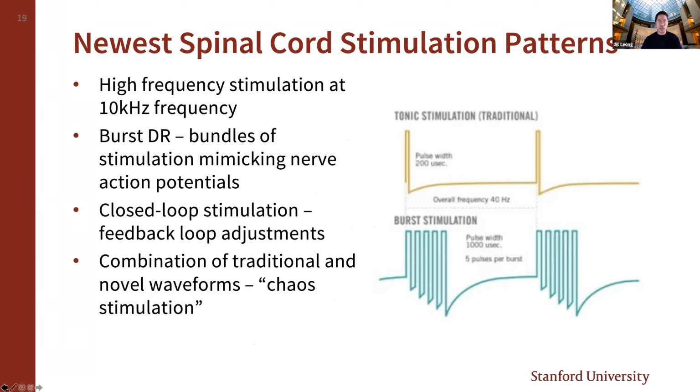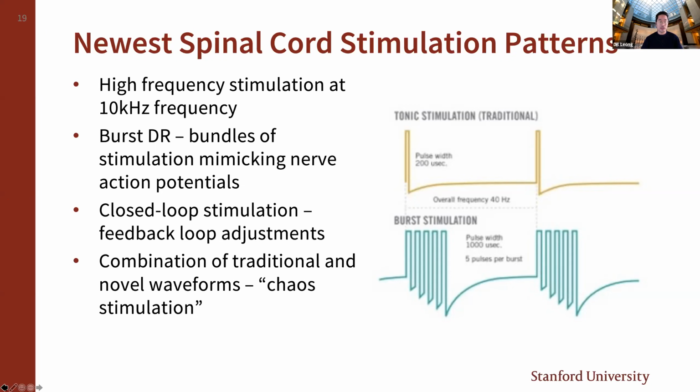What are some of the newest spinal cord stimulation patterns? Some of these are all about changing that signaling from the tapping, kind of tingly sensation to something you can't feel. So there's one that's a high frequency stimulation at 10,000 hertz that you cannot feel. It just goes too fast. Burst DR from another company is utilizing a stimulation that mimics your action potentials, or the way that nerves fire, sort of 5 pulses per burst.